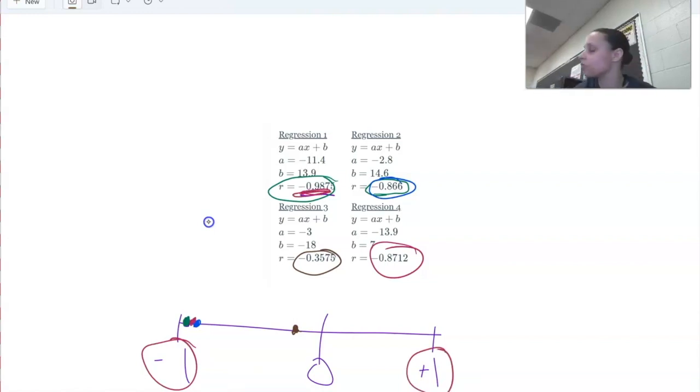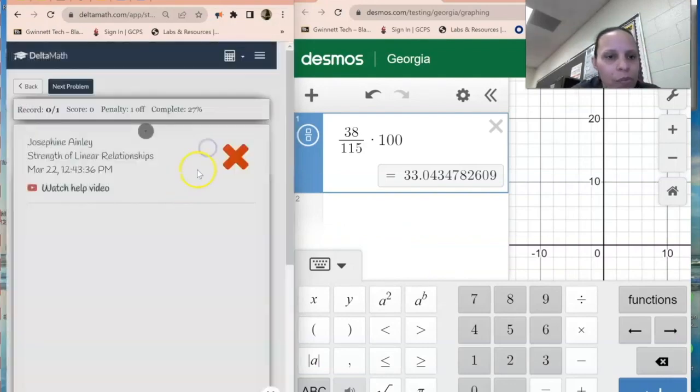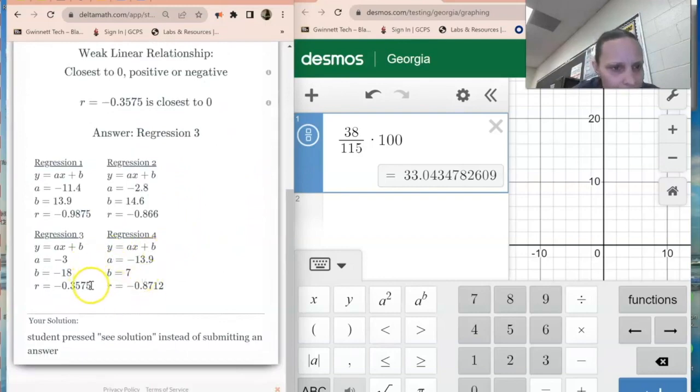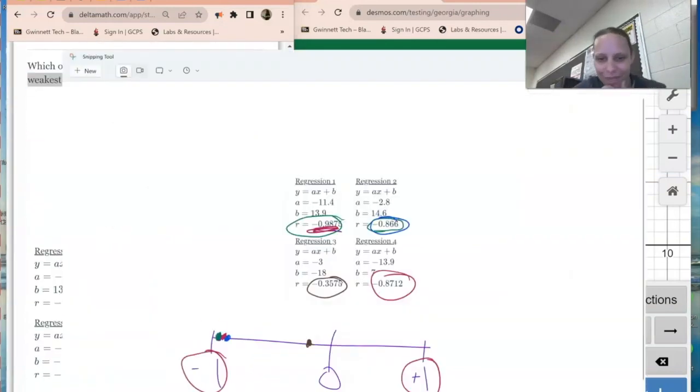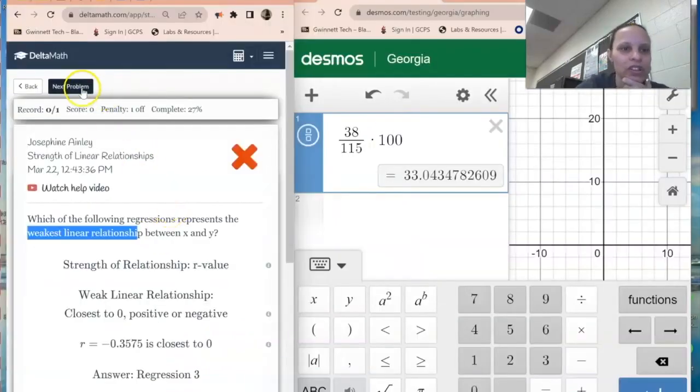So which one is closest to positive and negative one? So from here on out, I'll just do it. So again, that's gonna be regression one. Oh, I need to get it wrong so I can do a couple. Ooh, regression three. What did I miss? Regression three. Oh, was it weak? Oh, y'all, please read the question. Okay, so which one has the weakest? Okay, so going back to my number line, my bad. Please read the question. The weakest one is the brown one, 0.35. So that's going to be regression 3. So make sure you do read the question.